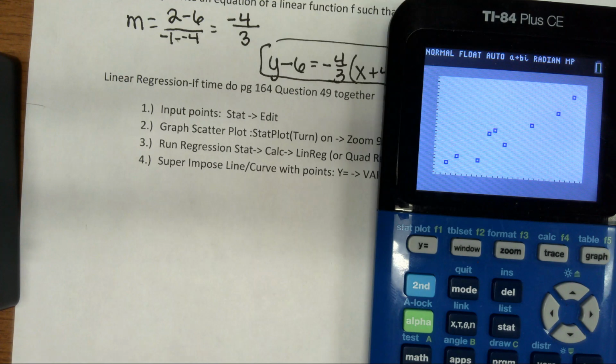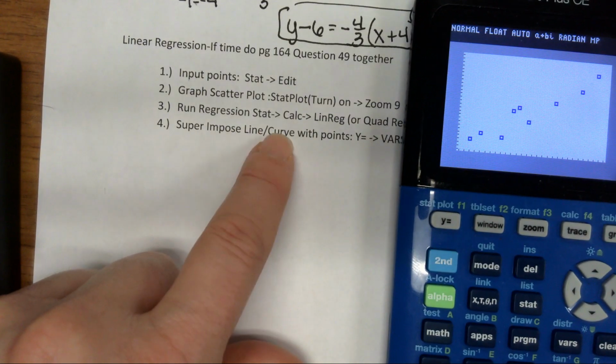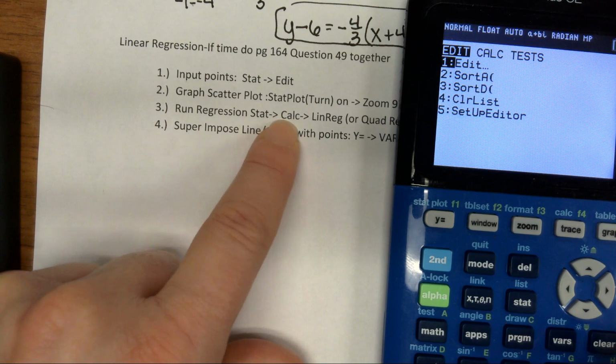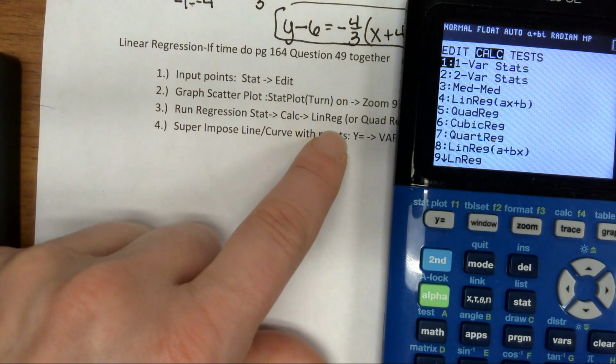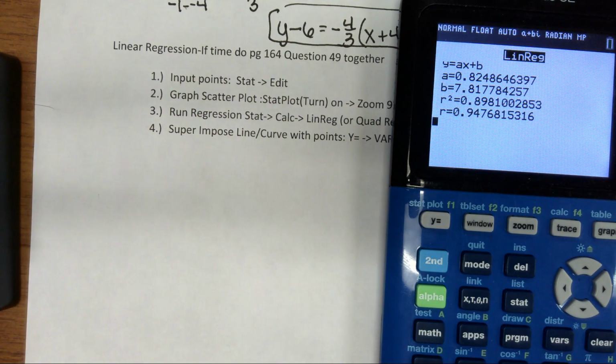All right, now run a regression. How do we do that? It says right here. We're going to go stat over to calc. Today, because we thought they looked like a line, we're going to do lin reg. And we get that. Are we good with that?